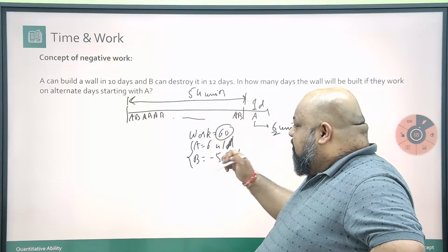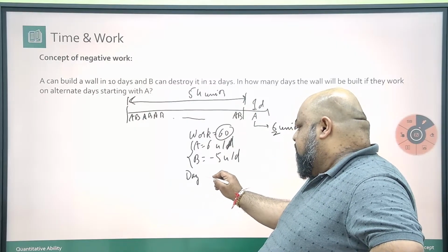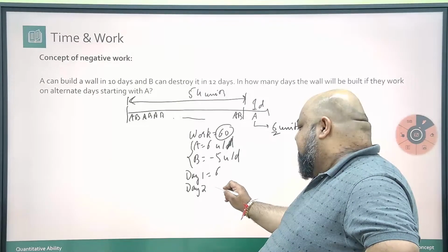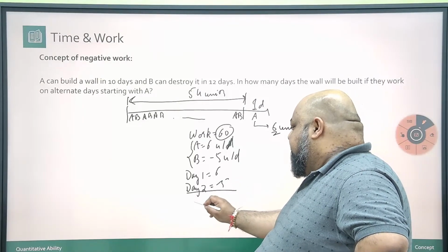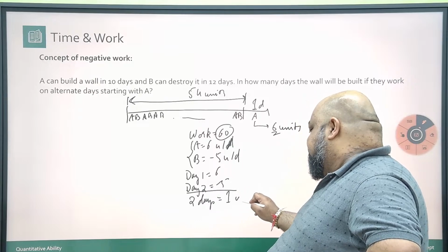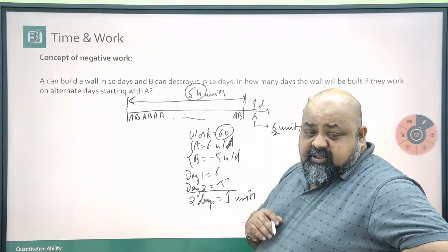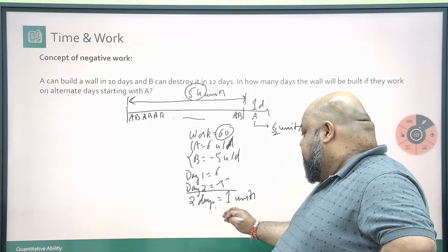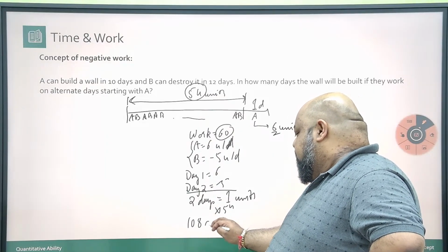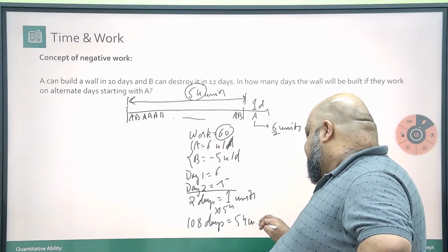Now if A and B work on alternate days, on day 1 6 units gets done, on day 2 -5 units gets done. Therefore in 2 days 1 unit gets done. इस प्रोसेस से I have to complete 54 units. कितने दिन लगेंगे? Multiply by 54. So in 108 days, 54 units will get done.